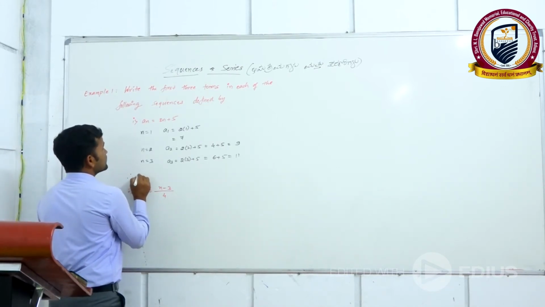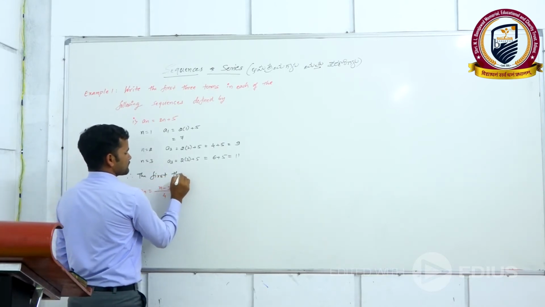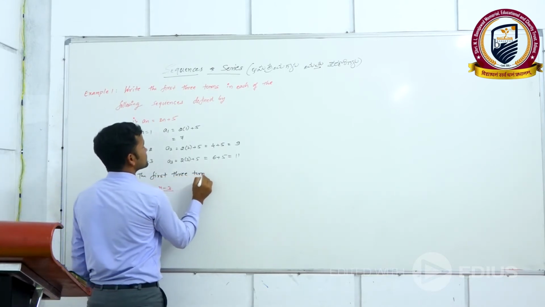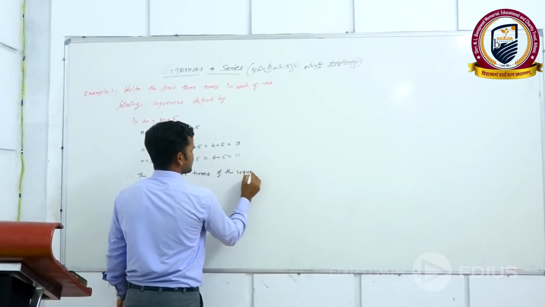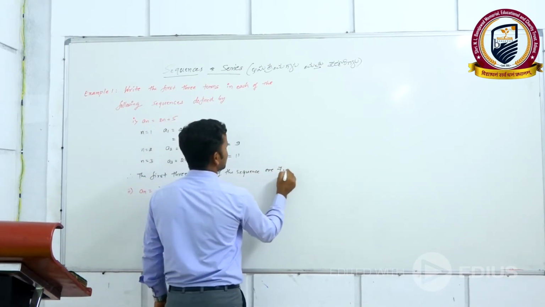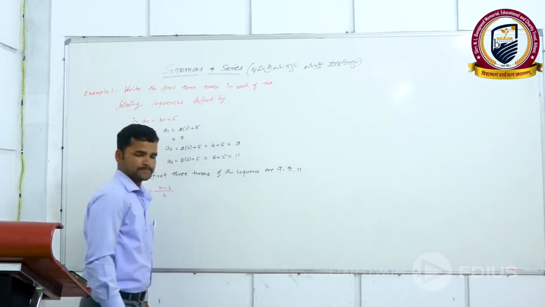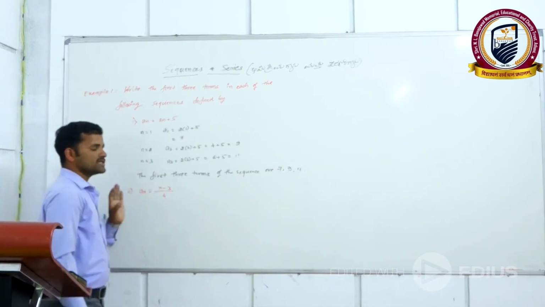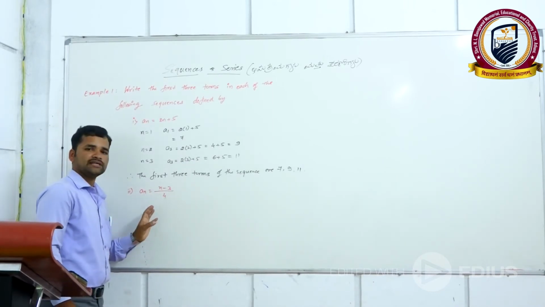Therefore, the first three terms of the sequence are, what are those? 7, 9 and 11. That's all. Coming to the second question, that is an is equal to n minus 3 divided by 4.